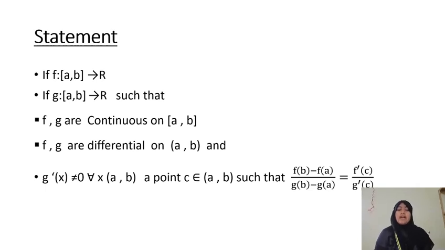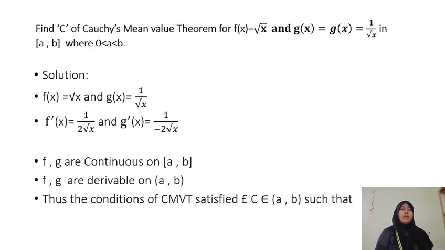Then there exists a point c belongs to (a, b) such that f dash of c by g dash of c equals f of b minus f of a by g of b minus g of a. Let us discuss this briefly. Okay, we get a problem here. Then we will discuss the Cauchy's mean value theorem and understand it more briefly with this problem.